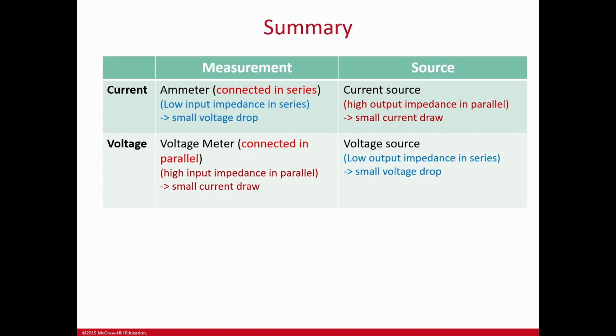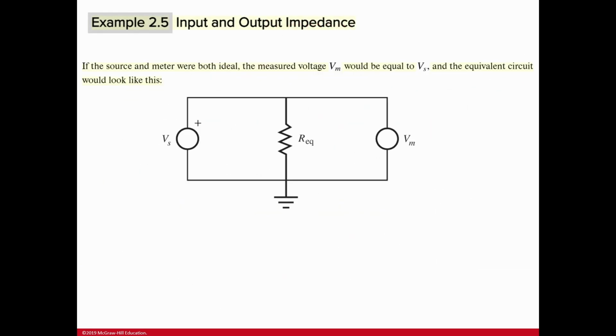If you remember, when we measure, the voltmeter is connected in parallel, right? So again, in order to have a small current draw, the impedance is very high. So those two are the same, and those two are the same. Keep those in mind, then you will follow more easily when I talk about the two kinds of source and two kinds of measurement.